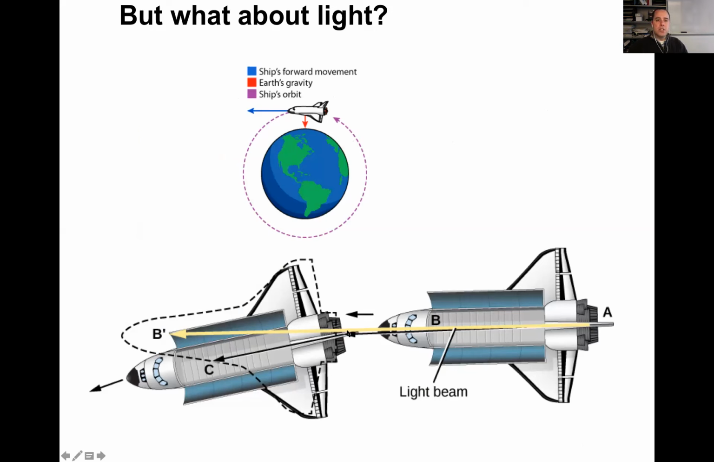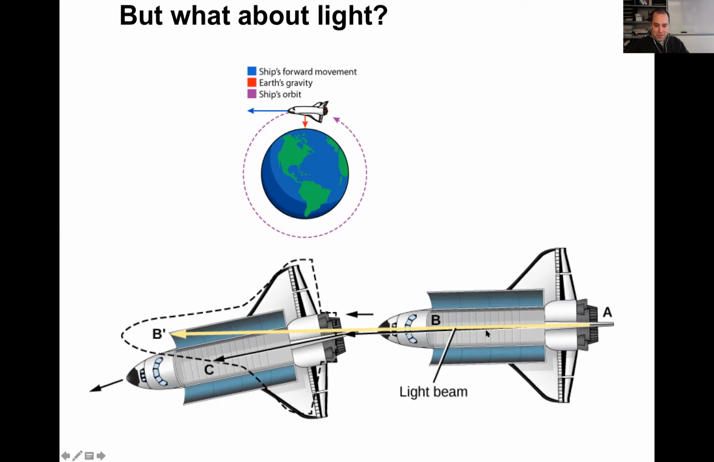Okay, we're going to do a light experiment now, right? So we're going to shine a laser from the back of this space shuttle and see what path it takes, right? We know what this space shuttle is actually doing. It's orbiting the Earth. So by the time it goes from the back of the ship to the front of the ship, the actual space shuttle has accelerated. It has turned a little bit in the downward direction towards the Earth.